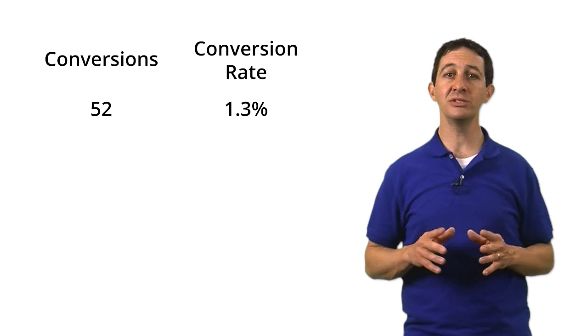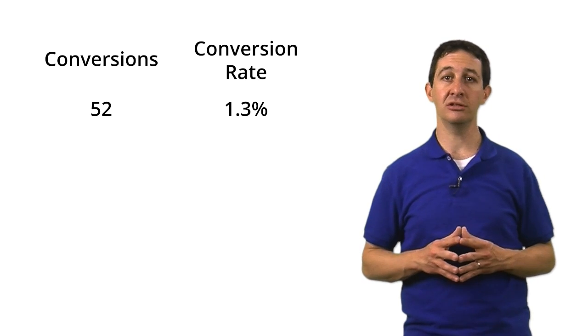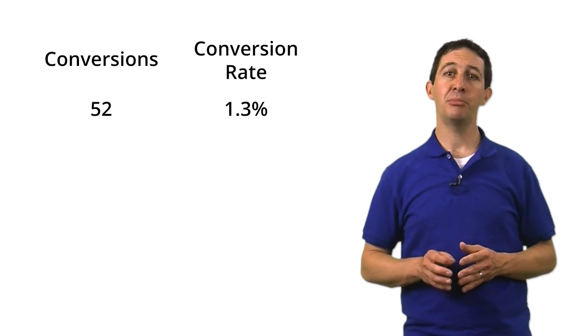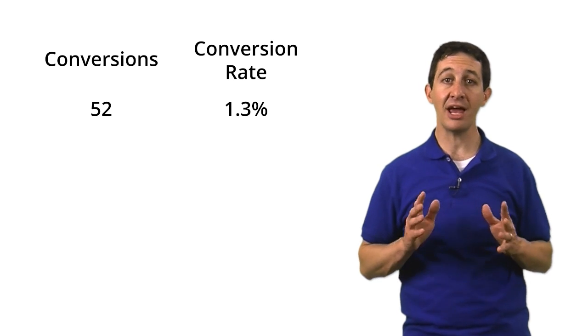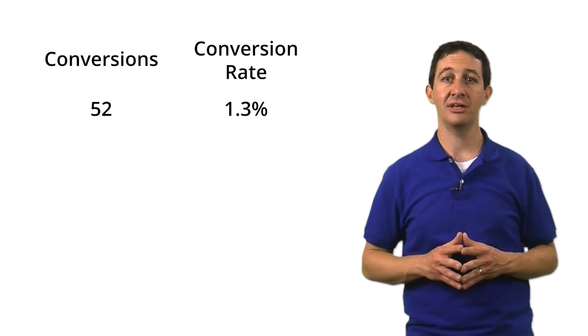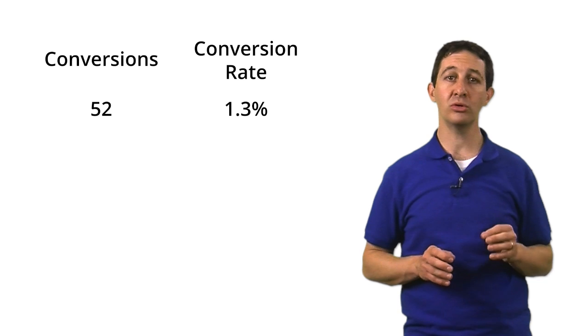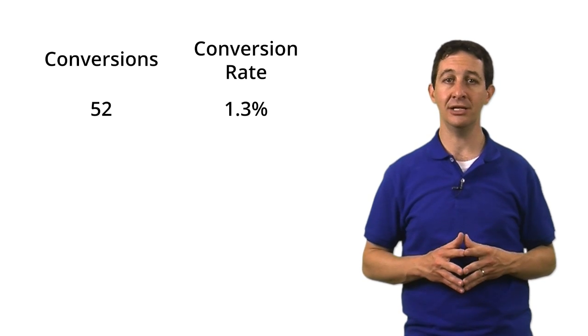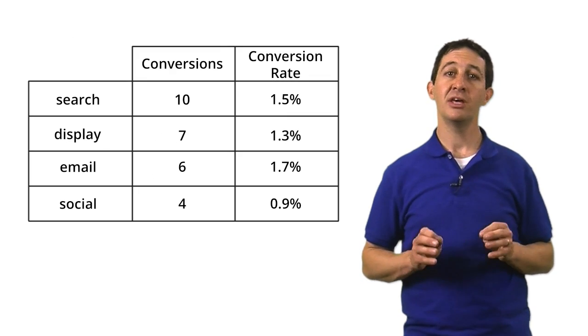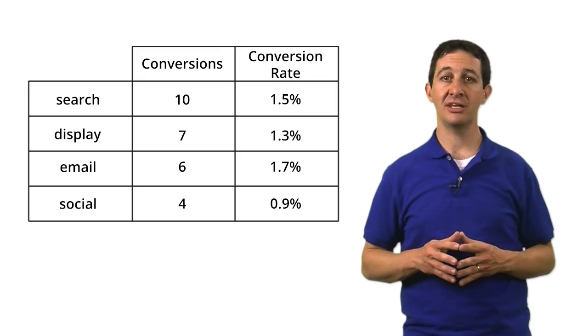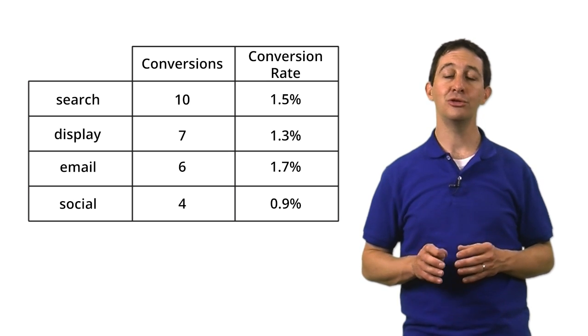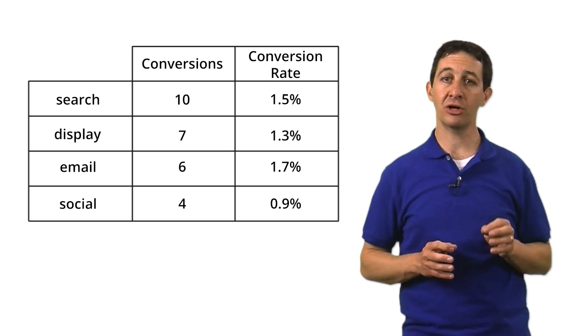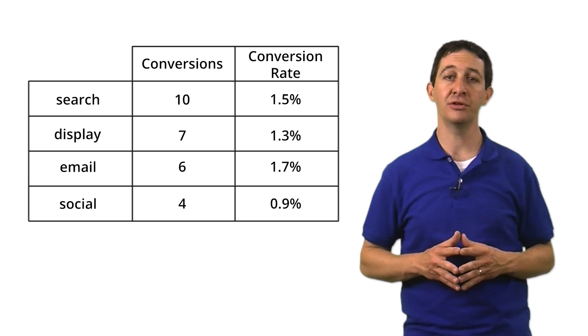Once you enable goals, you get metrics like the number of conversions and the conversion rate. These metrics are always available in the conversion section of your standard reports. But you can also find these metrics in almost every report within Google Analytics. This is useful because the reports allow you to segment your conversion data. For example, if you look at the conversion rate metrics in the traffic sources report, you can instantly see which marketing channels drive the most value for your business.